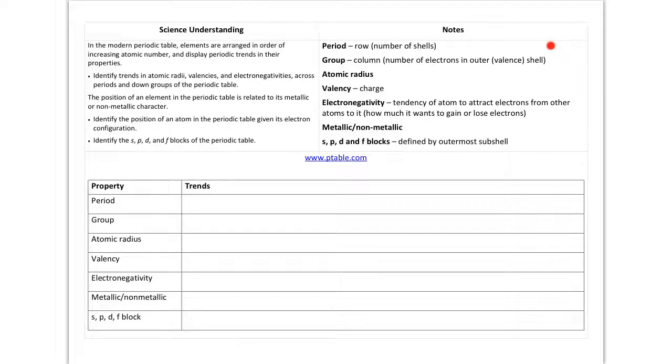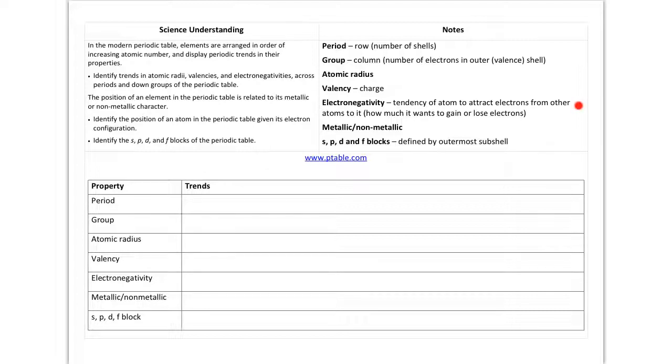What do we need to know about in terms of the periodic table? We need to know about period, which is the rows of the periodic table, and that indicates the number of shells of electrons. We need to understand the group, which is the column, which is an indication of the number of electrons in the outer, or sometimes we call the valence, shell. We need to understand atomic radius, which is an indication of the size of an atom. We need to understand valency, or charge of the atom. So what charges is that atom likely to have when it gains or loses electrons?